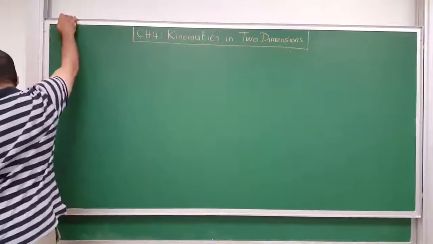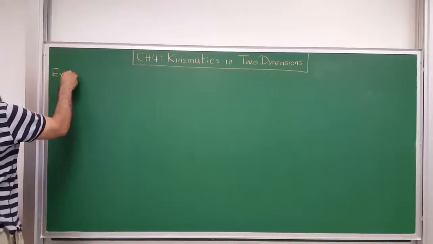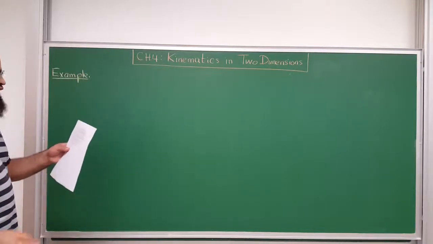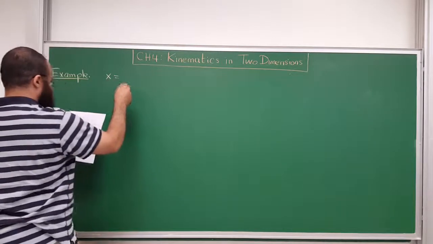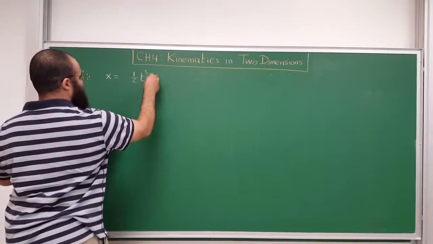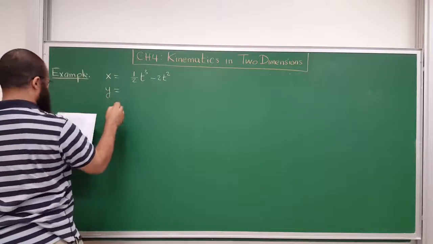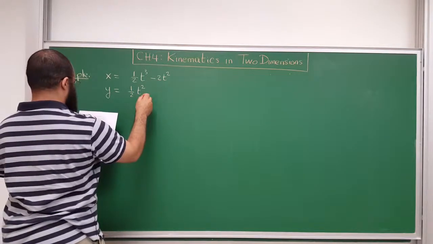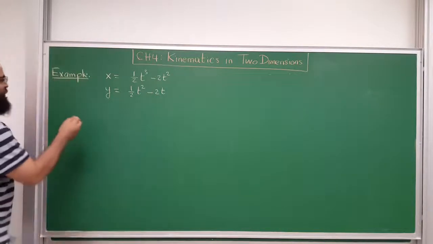Here's the first example. We're told a particle's trajectory is given by the following. The position in the x direction is x equals 1/2 t cubed minus 2t squared, and y as a function of time is 1/2 t squared minus 2t. And so let me write the position vector right away.